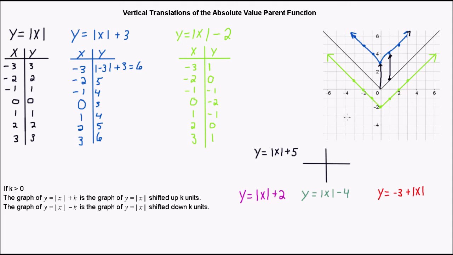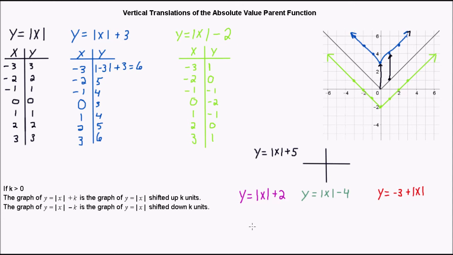So you can try out a few more examples, or you can reach the following conclusion. And if you try out a few more examples, you'll still reach the following conclusion. If k is greater than 0, the graph of y equals |x| + k is the graph of the parent function y equals absolute value of x shifted up k units, and vice versa for minus k. If you subtract k units, you're going to shift the graph down k units.